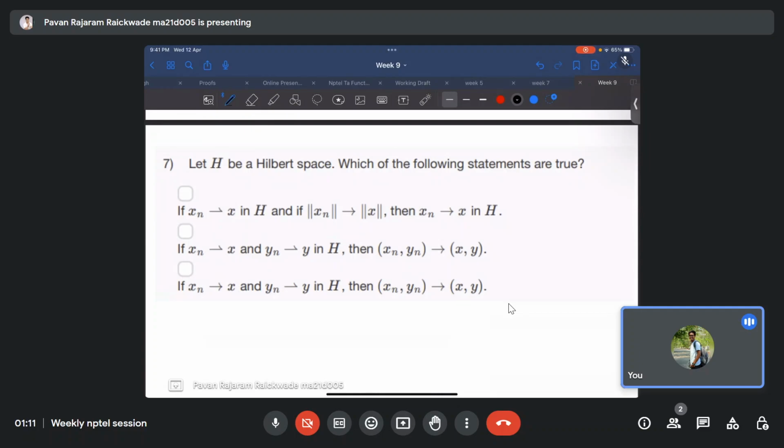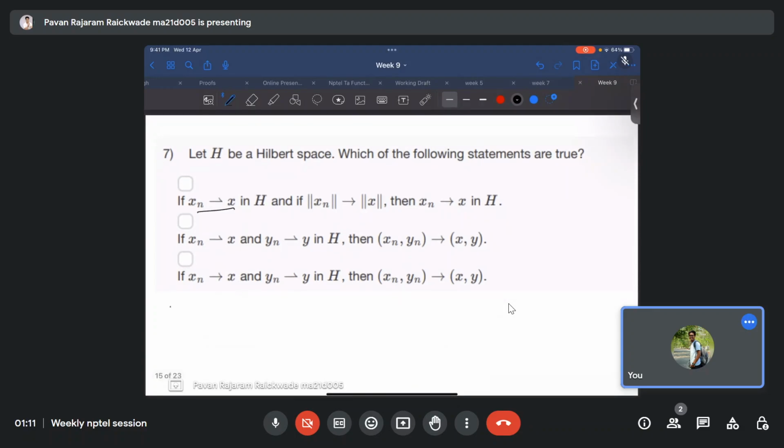Let H be a Hilbert space. Which of the following statements are true? If xn goes to x in the Hilbert space weakly, this is weak convergence, and if norm xn goes to norm x, then xn goes to x. Okay, let's see. Part A.